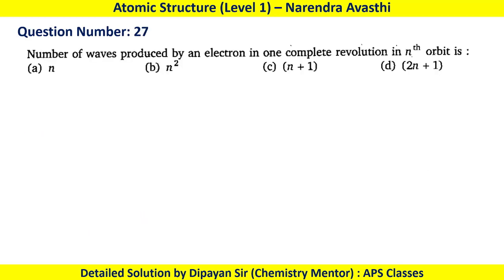In question number 27, the number of waves produced by an electron in one complete revolution in the nth orbit. This is nothing but 2 pi r equals n lambda, where n is the number of the orbit. So n will be the number of wavelengths. In the nth orbit it can produce only n wavelengths. So option A should be the correct option.